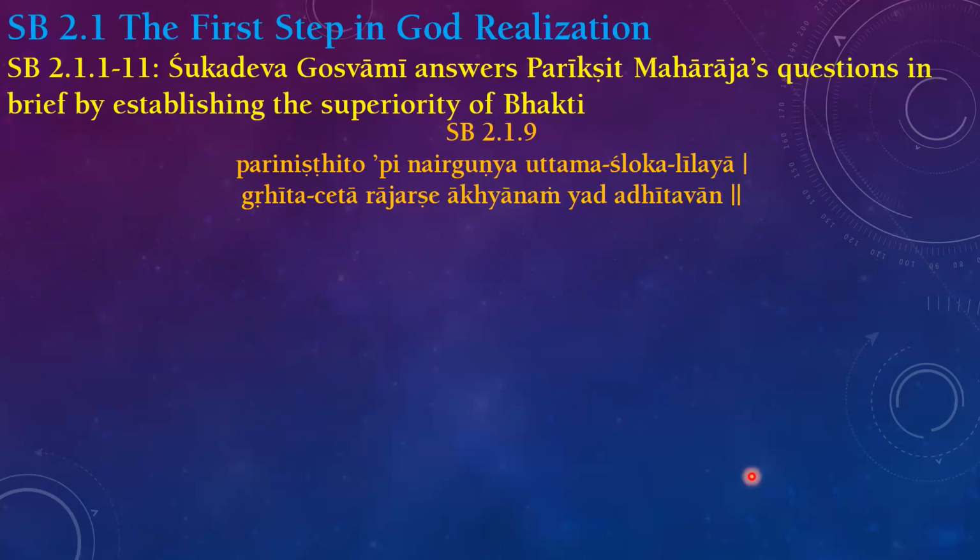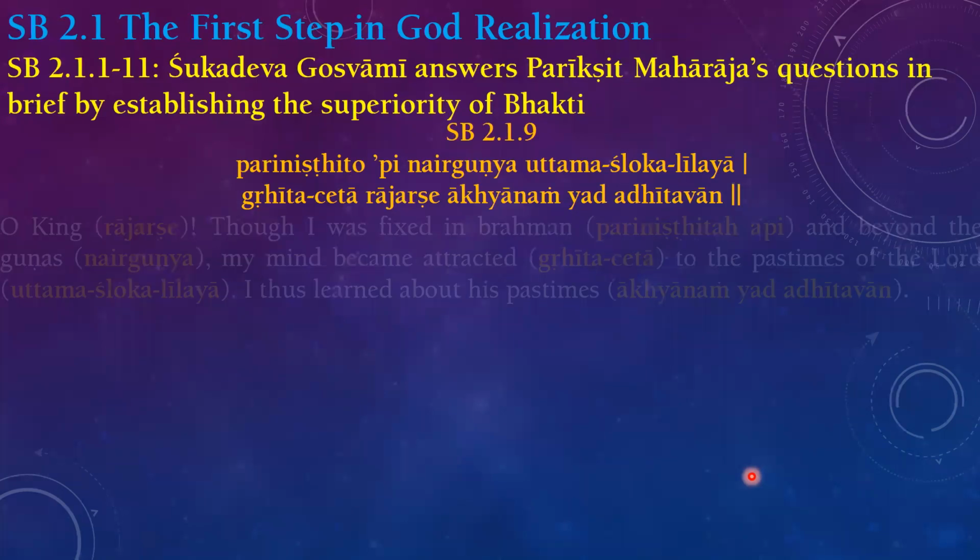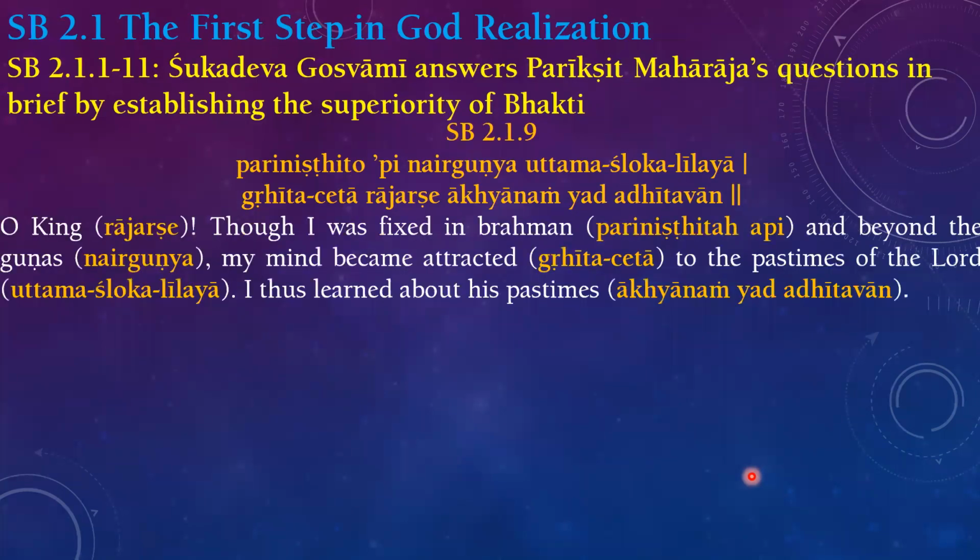Parinishthito'pi nairgunya uttama-shloka-lilaya grihita-chetta rajarshe akhyanam yad adhitavan. O king, though I was fixed in Brahman and beyond the gunas, my mind became attracted to the pastimes of the Lord. I thus learned about his pastimes.